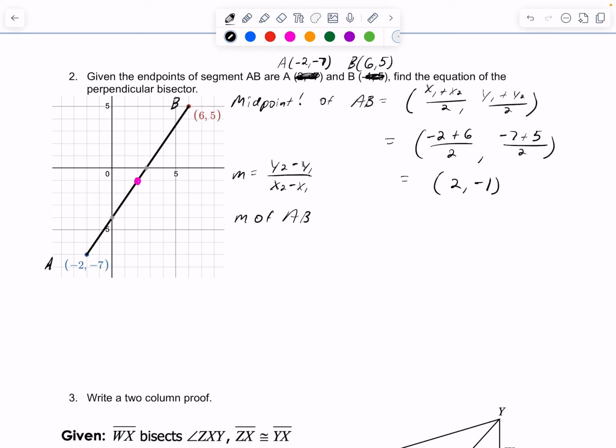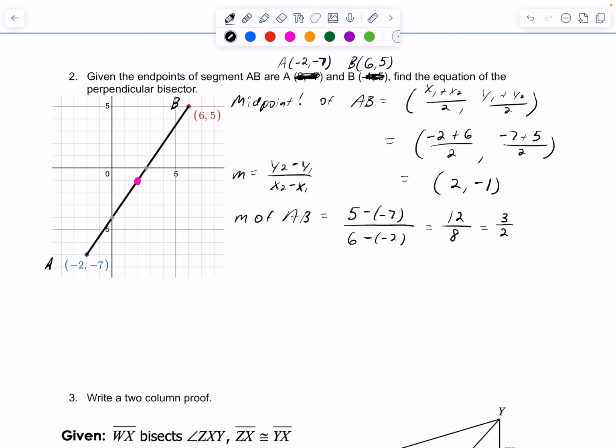And this is important because once I find this slope of AB, the slope of the perpendicular bisector that I'm trying to find will have opposite reciprocal slope to this one, okay? So this is going to be our 5 minus -7, so that's the change in the y, over 6 minus -2. 5 minus a -7 is really 5 plus 7, which is 12. 6 minus a -2 is really 6 plus 2, which is 8. Both of those can be divided by 4, so you get 3 over 2. Again, that is the slope of AB.